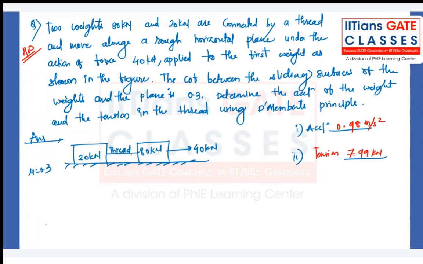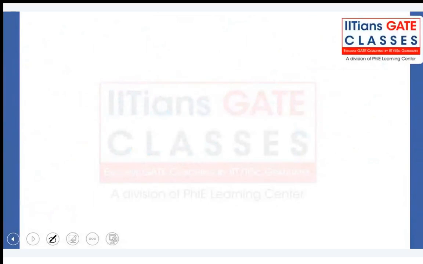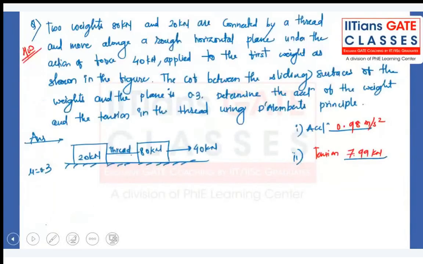So now we'll solve a couple of questions with the inclined plane so that you will have good practice whenever you get these kinds of problems. Okay. So can you show the answers to the previous question? Yes. 0.98 is the answer for acceleration, and for the tension, it is 7.99 kilonewton. Okay.